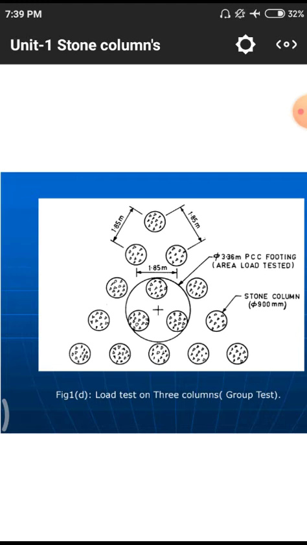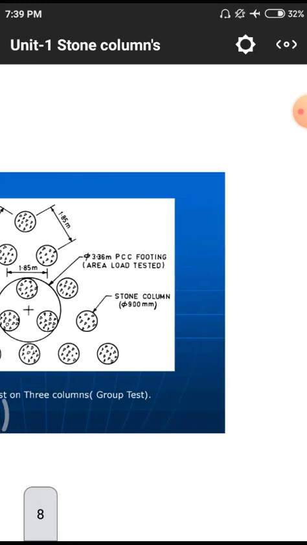Load test on a 3-column group test. That means at the center we have 3 columns associated with the 15 surrounding columns, and we need to conduct these tests on those 3 columns.